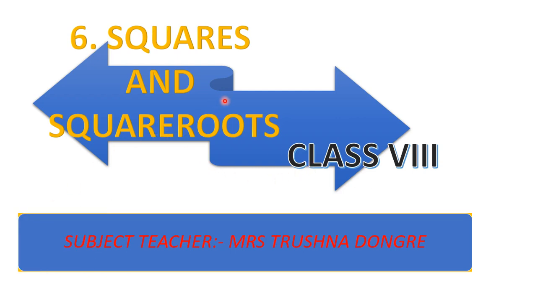Class 8. Today we start chapter number 6, squares and square roots. So now what is the meaning of square? As in geometry we know that a square is a quadrilateral where all the four sides are equal. So all four sides are equal, so we can write the area of a square as side into side. So side multiplied by side, where the side of a square is the same number.